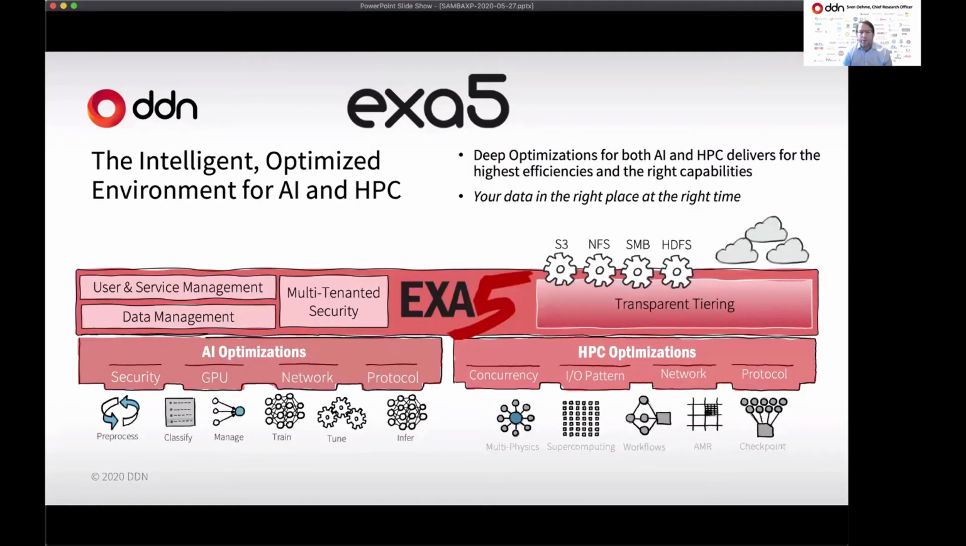And so what the software stack looks like, let me try to visualize this in a picture here. Exascaler or Exa5 is the latest version that typically runs inside of these filers. We have different incarnations of these filers with different software stacks on it, but the most popular one is Exascaler, which runs our Exa5 file system. Exa5 has a lot of very cool, unique features.